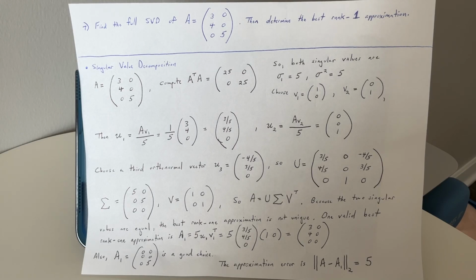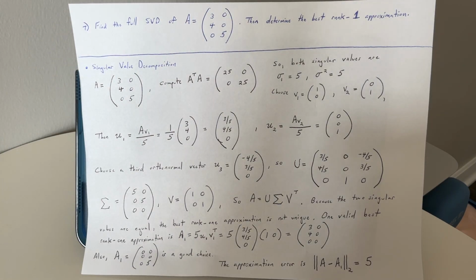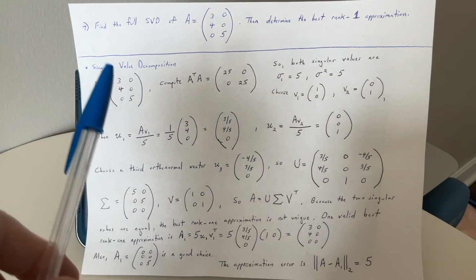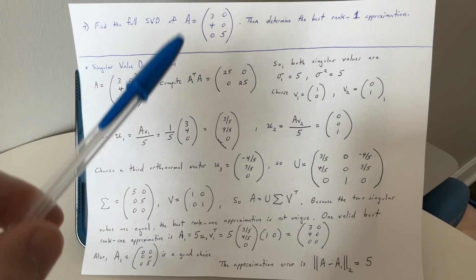So picking up with Advanced Engineering Mathematics Practice Final Exam, Part 3, number 7 here. Find the full SVD of A equals first row 3, 0, second row 4, 0, third row 0, 5. Then determine the best rank 1 approximation. So this is a singular value decomposition problem. So our A is what's given there, 3, 0, 4, 0, 0, 5 respectively for those rows.